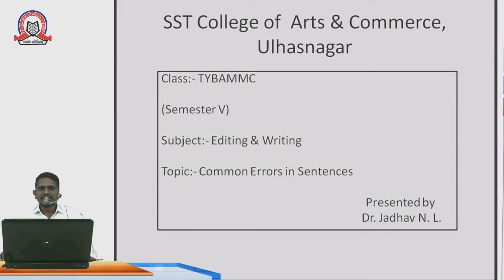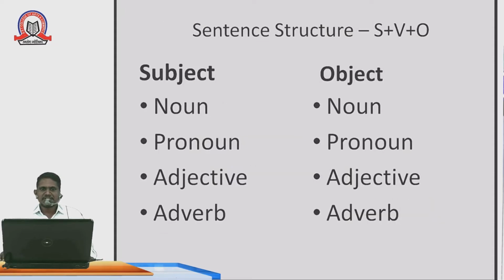The main topic here now is common errors in sentences. My dear students, daily we are using sentences in the English language. There are some mistakes that we have to find out, because language we can mold as we like. For that purpose, I am trying to give the sentence construction. The main construction of the English language is subject plus verb plus object.